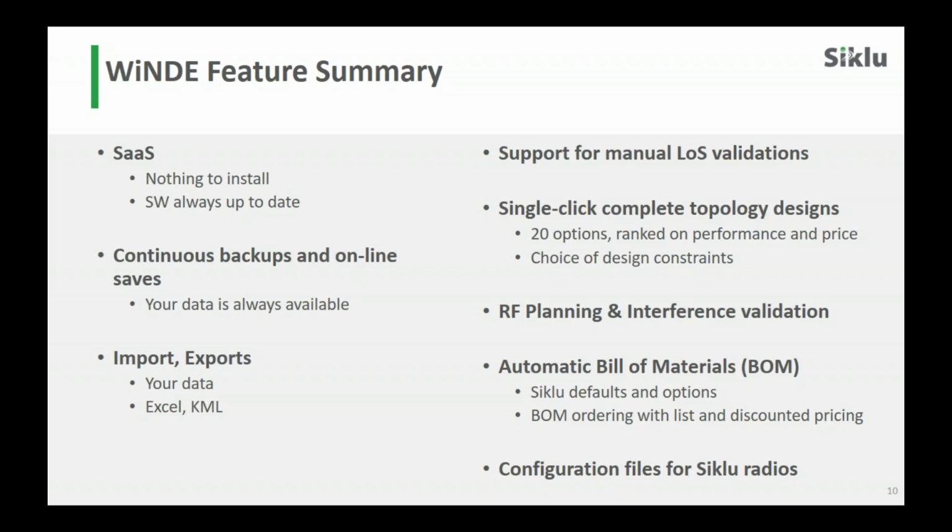how the channels are assigned automatically and interference is validated. The bill of material is created with all of the defaults. However, you can augment it and manipulate it in a way which makes sense. And last but not least, we create configuration files so that you would be sure that the network is going to be implemented in the way you have designed it.